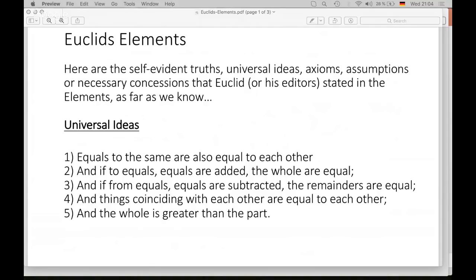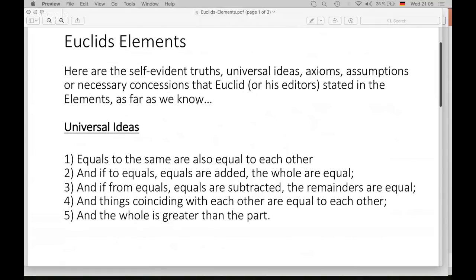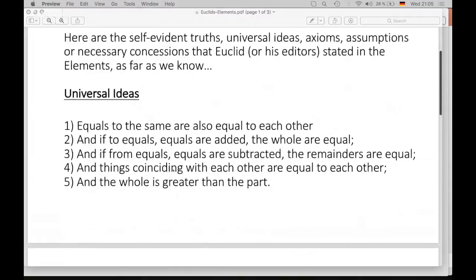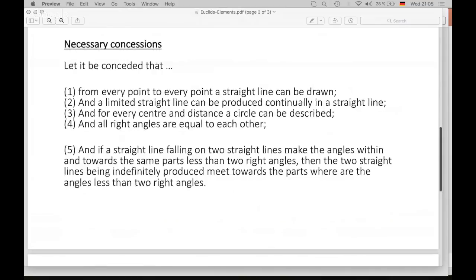But anyway, just to go back to this one, these were, if you like, the things that Euclid said are universal ideas. Everybody can agree to these statements as soon as they understand the meaning of them. And what he went on then to do is say, well, here are my axioms, and basically there's 5 of them. From every point to every other point, a straight line can be drawn, right? Which I think is absolutely intuitively true. I challenge anybody to not be able to do that.